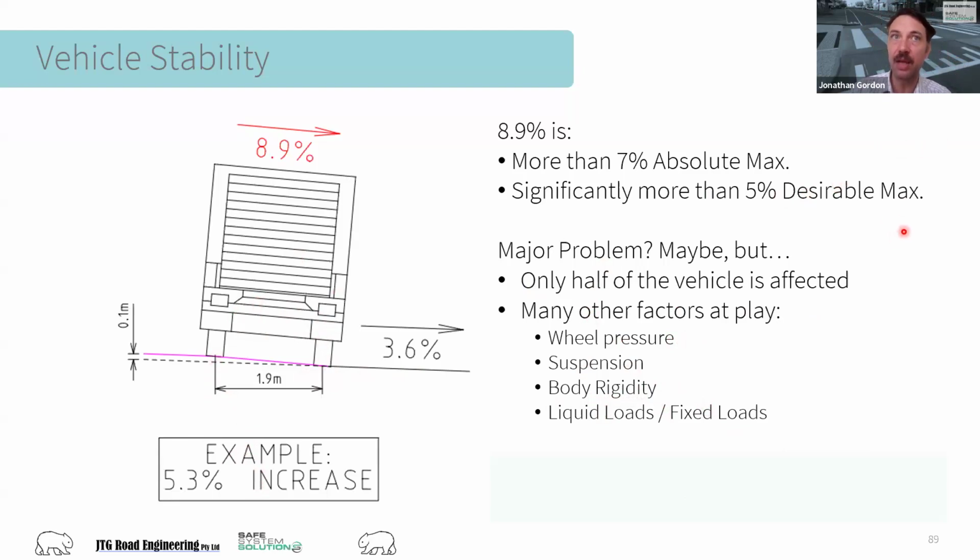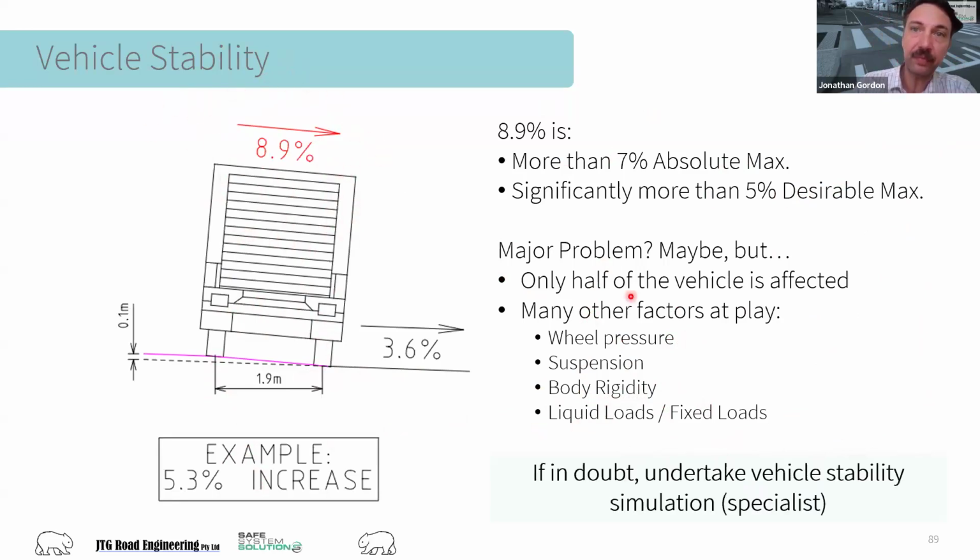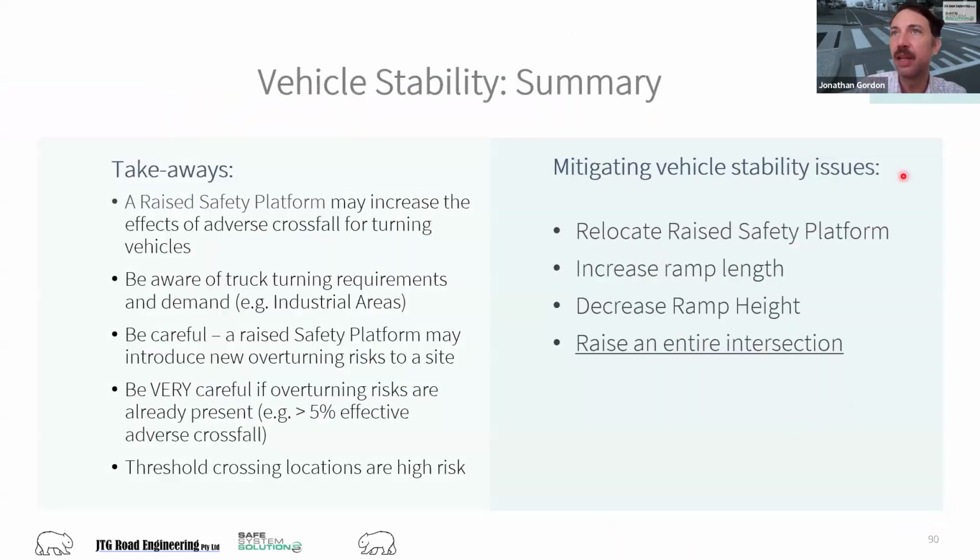I'd say that if you are designing this near regular truck turning movements, or if you have any of these sort of concerns, where it looks a bit risky, I would certainly not be happy with this in an actual design. I'd be saying you can undertake vehicle stability simulations. And there are also a few other things you can do. I won't go into extreme detail in this, but you can relocate your raised safety platform, of course, and there are a few tricks you could do for your ramp length to minimize the effects that a vehicle may be having.